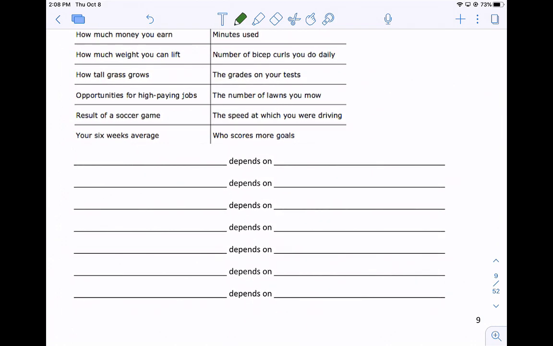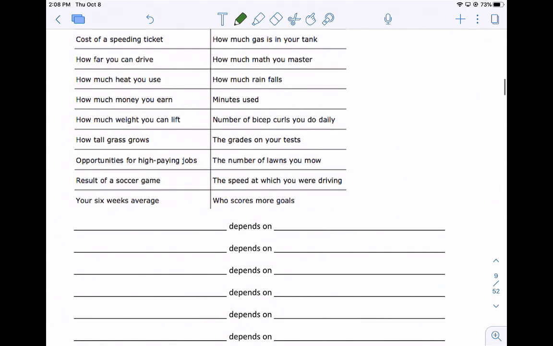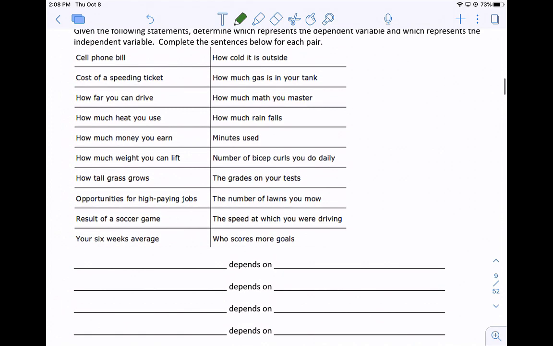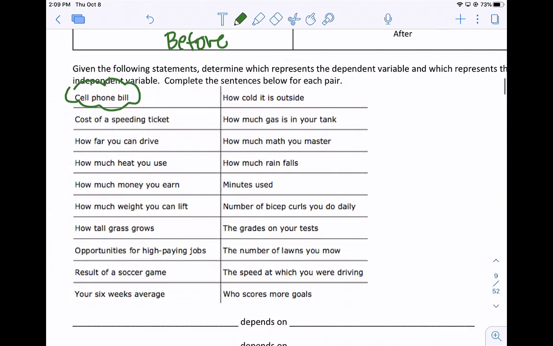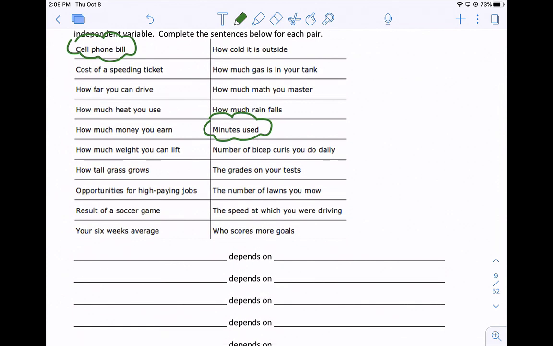All right, so let's do some of these together. I won't do all of them. I'll do a few of them so you get the idea. How about this one? The cell phone bill. And what is it related to on the right-hand side? It's minutes used, if you have that kind of plan, I guess. So let's fill it in the table. The cell phone bill depends on your number of minutes used.